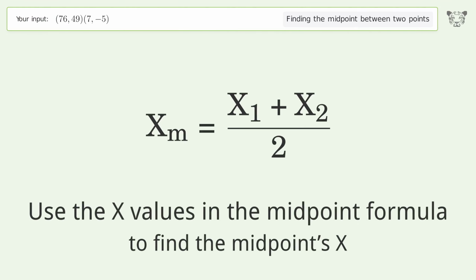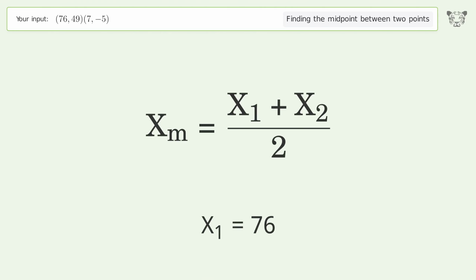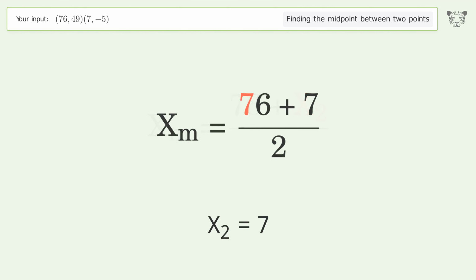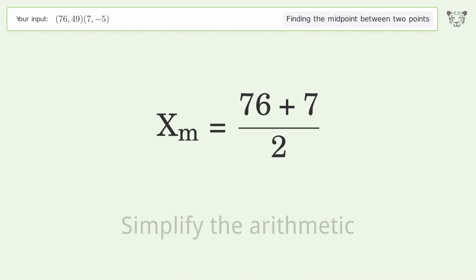Use the x values in the midpoint formula to find the midpoint's x. x1 equals 76. x2 equals 7. Simplify the arithmetic.